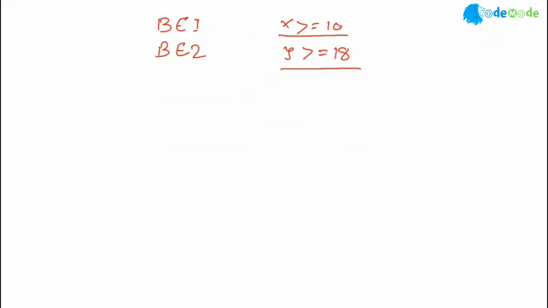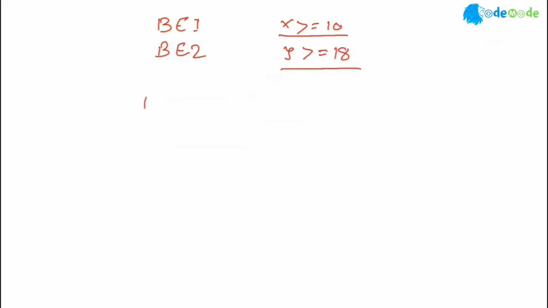But let's first focus one by one. So when you do things like this, you have to learn what happens when you have more than one condition and how you arrive at a final decision. So let's say there is an expression called BE1. BE1 is like x greater than or equal to 10. There is a condition called BE2, Boolean expression 2. This one is y greater than or equal to 18, right? This is one, this is the second expression.